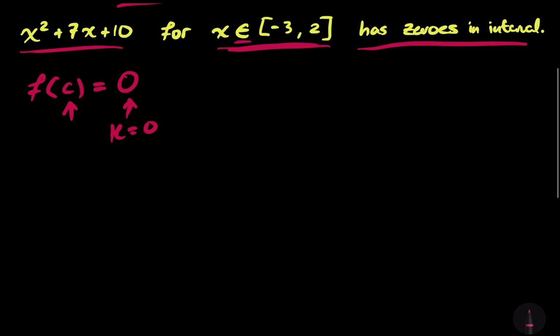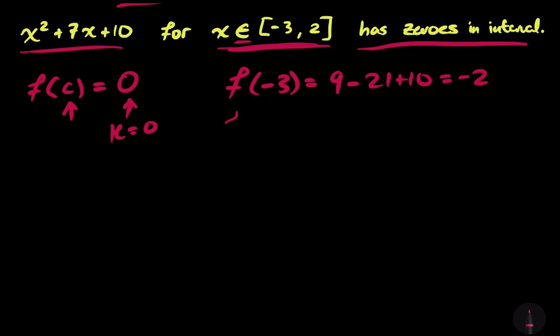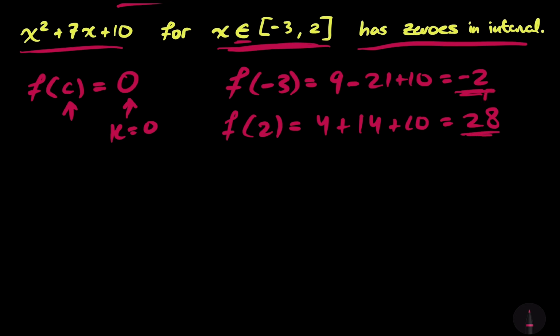And so what is very useful to do is determine the endpoints, or the boundary points. So we have f of -3, which is going to be 9 minus 21 plus 10, which is just going to be -2, if I'm not mistaken. And then we have f of 2, which is going to be 4 plus 14 plus 10, which is going to be equal to 28. So we have these two endpoints over here, the boundary points. We have -2 and 28. This -2 may be viewed as f of a, and this 28 is kind of like our f of b, if you will.